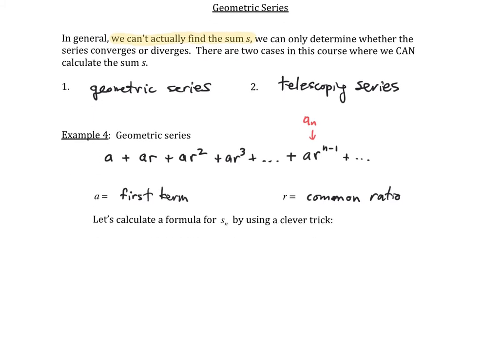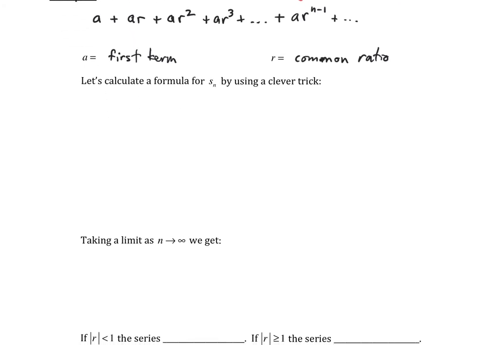And as I said at the beginning of this video, this is one of the few series where we can actually calculate the sum. So what we're going to need to do is work with the nth partial sums. Let me write the nth partial sum, Sn, and that's going to be equal to A plus A times R plus A times R squared plus, and we keep going, and the last will be A times R to the n minus 1.